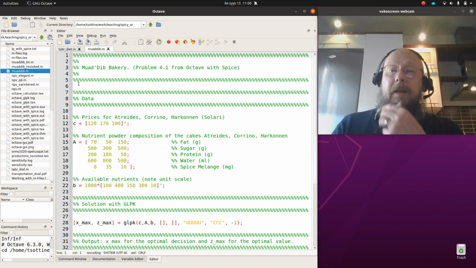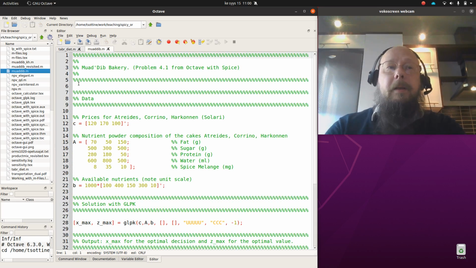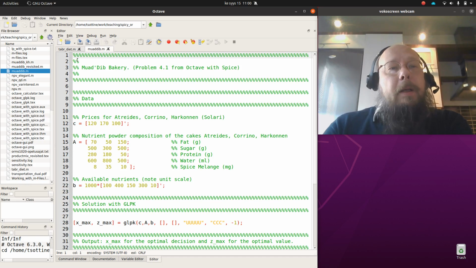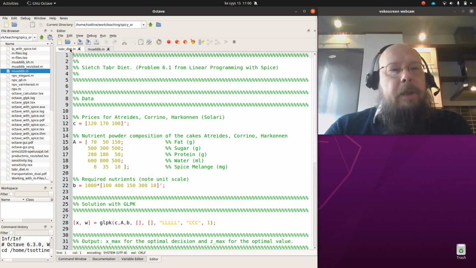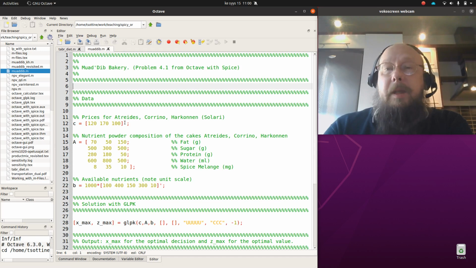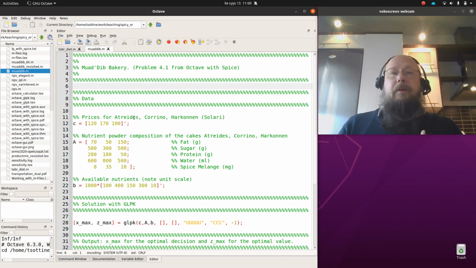So what I actually did in writing this Tabor's diet problem, let's see what we have here. We have a modedeep bakery problem 4.5 from Octave with Spice. Sorry. Okay, this is of course also a solution. I actually used this. I didn't use the modedeep revisited, but doesn't matter. This also solves the same problem.